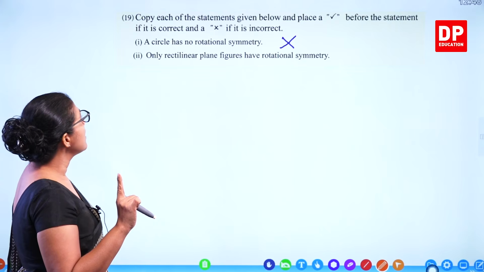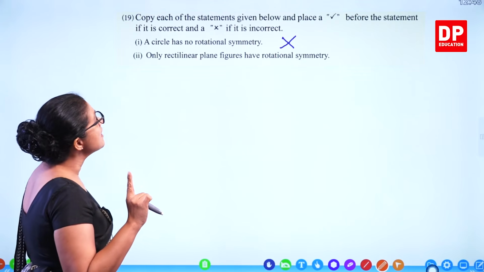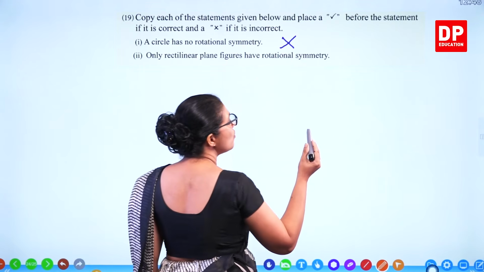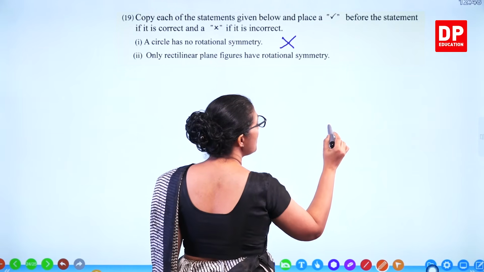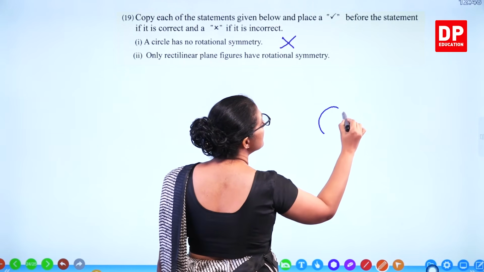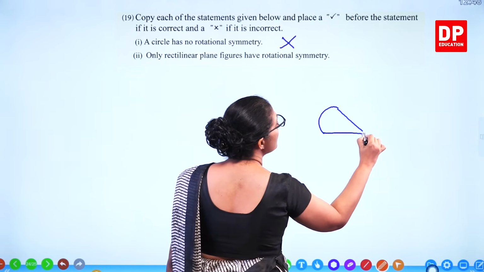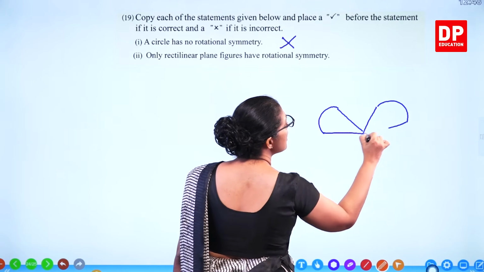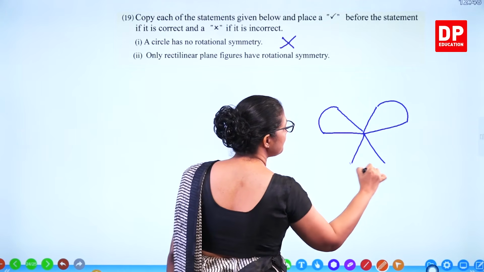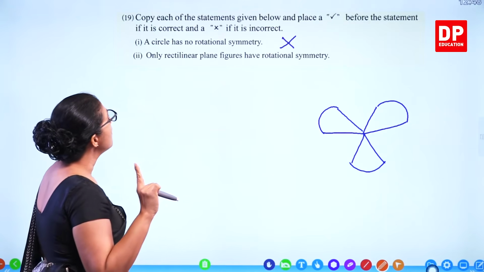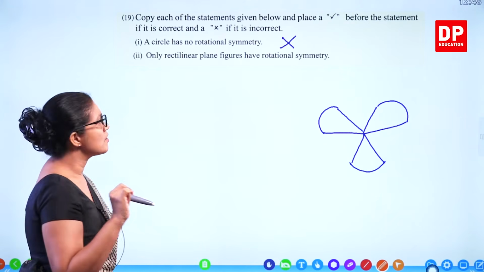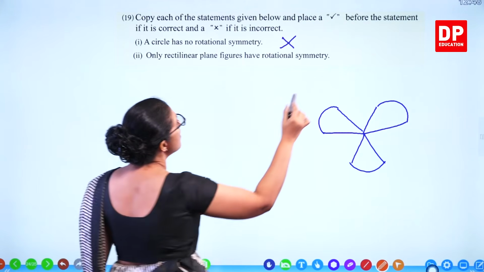Only rectilinear plane figures have rotational symmetry. You can't say that only rectilinear, that means only straight lines. You can get curved ones as well. So something like these shapes, you can get rotational symmetry, not only rectilinear plane figures. So this is wrong.